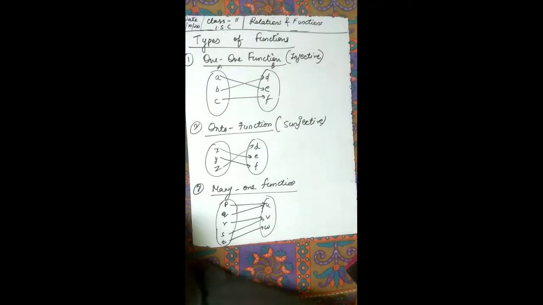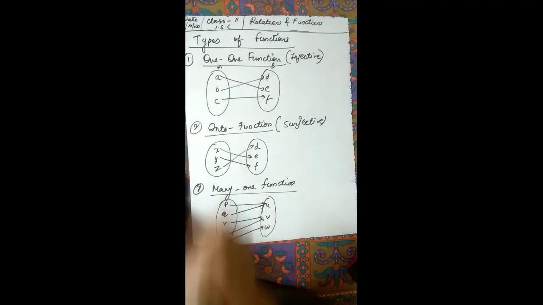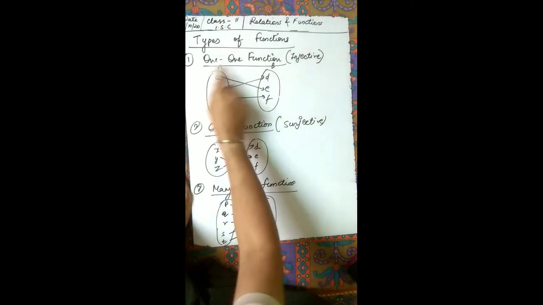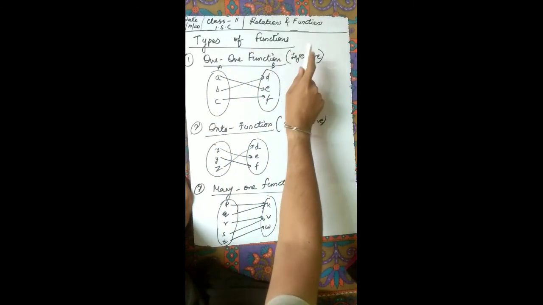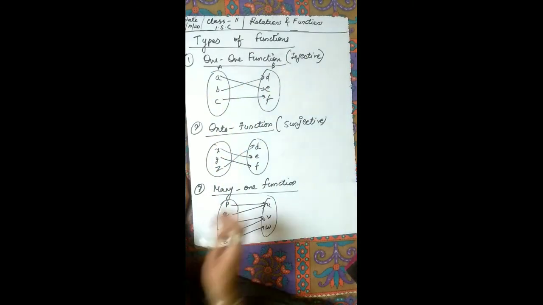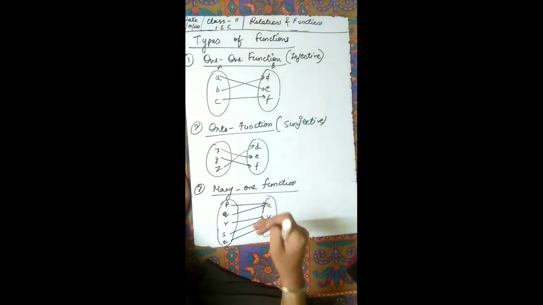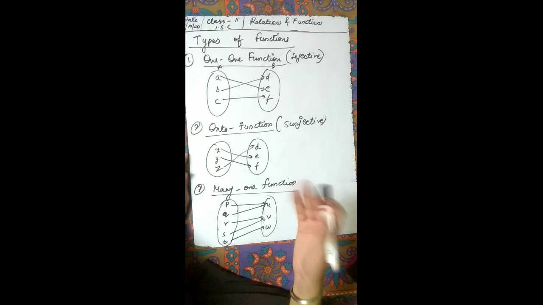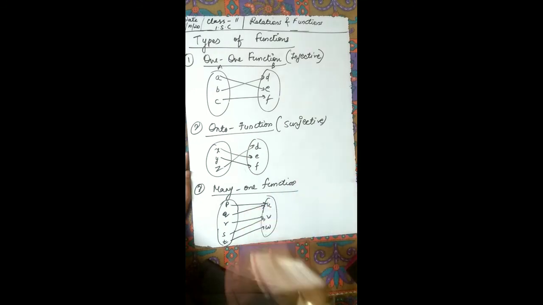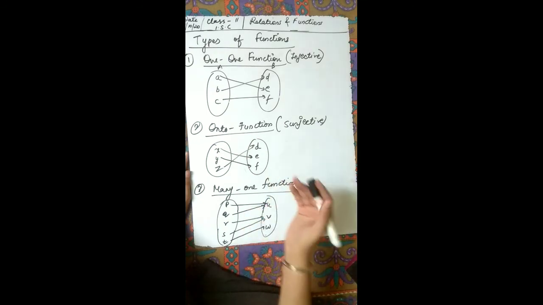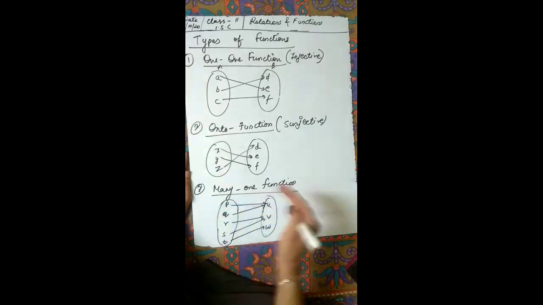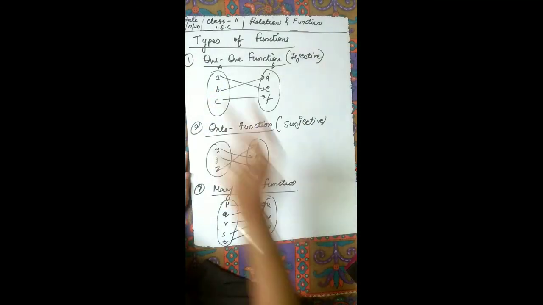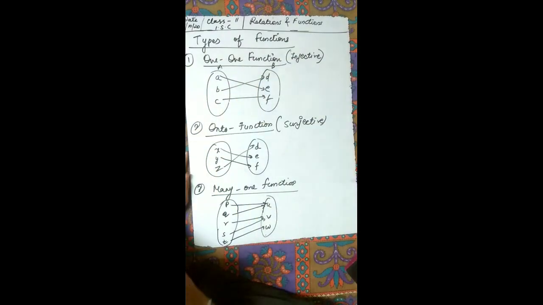Okay, let's get started with the types of function now. The very first function is the one one function. This is also called injective function. I'm trying to explain with examples, because we grasp things better when they are explained with examples. So I explain with the example, and then we go to the definition, so it becomes more clear to us.